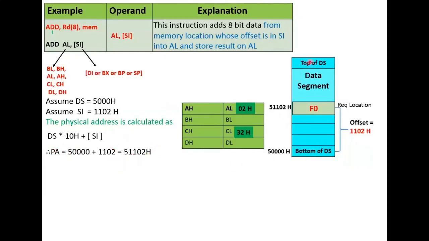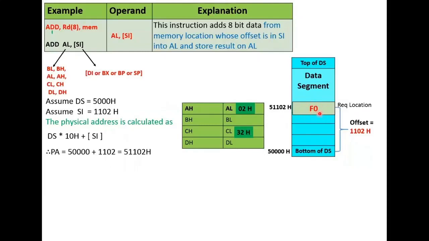Then see this data segment in external memory. The base address is 50000. From here I should travel 1102 distance. This is your offset or distance. I should travel 1102 distance from this base to reach my required location. Now I have reached my required location. In this location I have 8 bit data, that is F0.